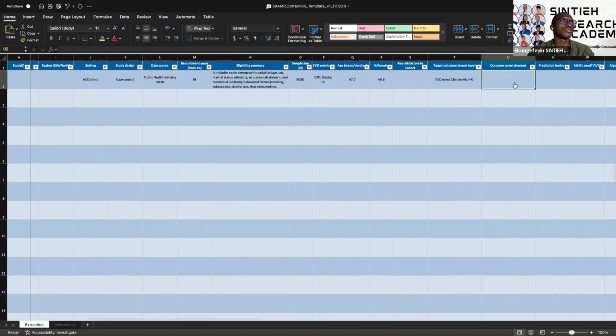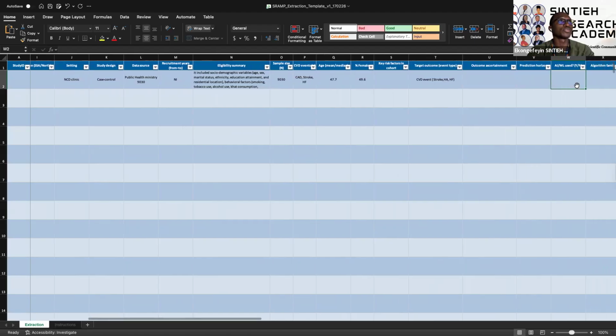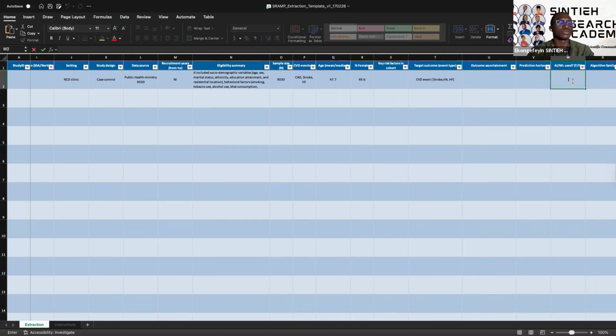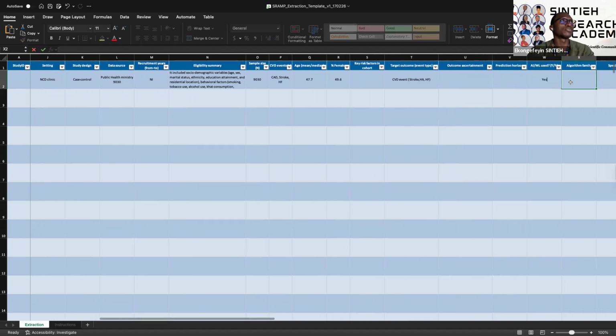How did they ascertain the outcome? It was definitely reported. And yes, they use machine learning tools. So yeah, I think my yes, no should work. Yes. And the algorithms that were used, we have support vector machines, logistic regression. I'm saying this because I've read the paper.